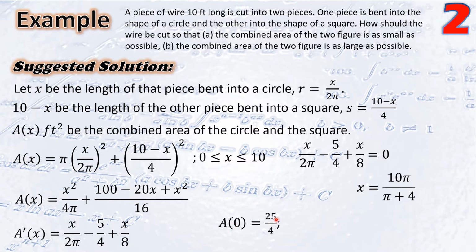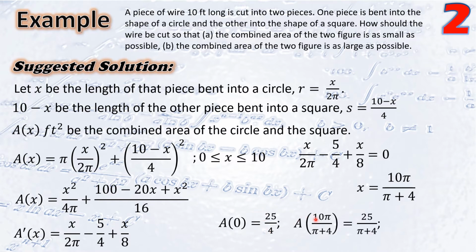A of 0 is equal to 25 over 4. That is, when x is equal to 0, x squared over 4 pi is 0, x squared is 0, 20x is 0, so we have 100 over 16, 25 over 4.